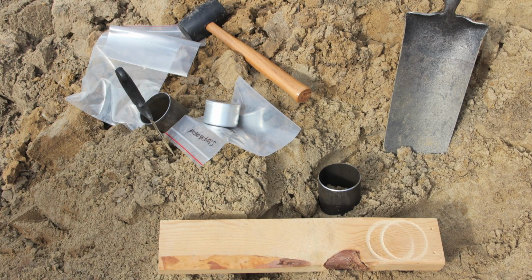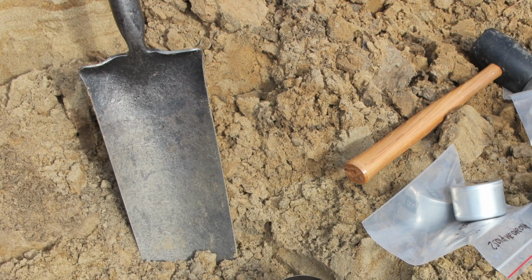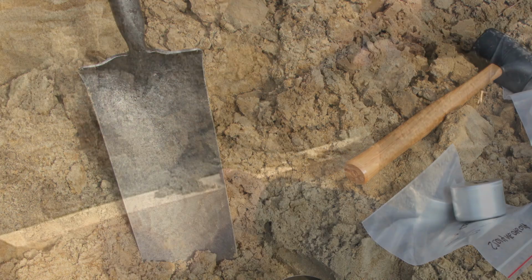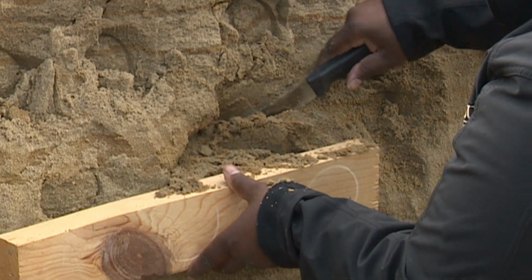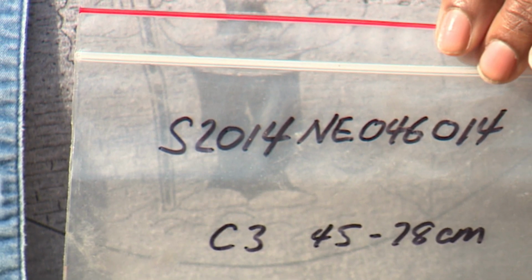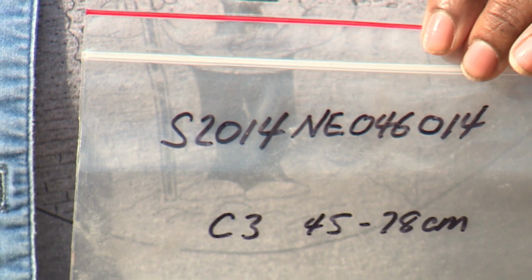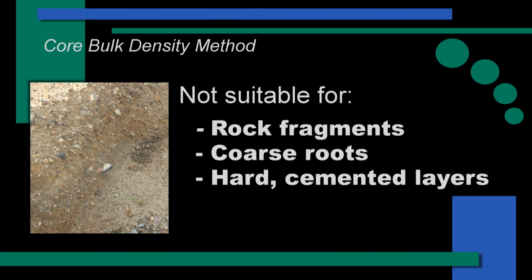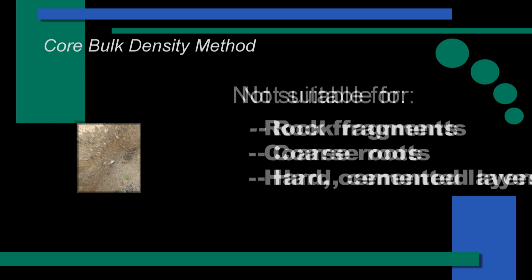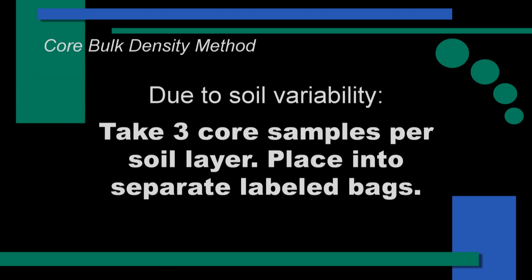Some of the equipment or tools that we need to perform this particular method are a sharpshooter, a sharp knife, sealable plastic bags that are labeled and large enough to hold your sample. The core method is not suitable for soils that have rock fragments, coarse roots, or hard and/or cemented soil layers. Due to soil variability, make sure to take a minimum of 3 cores per soil layer.